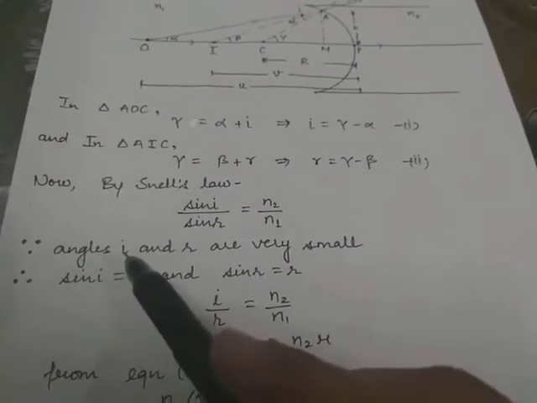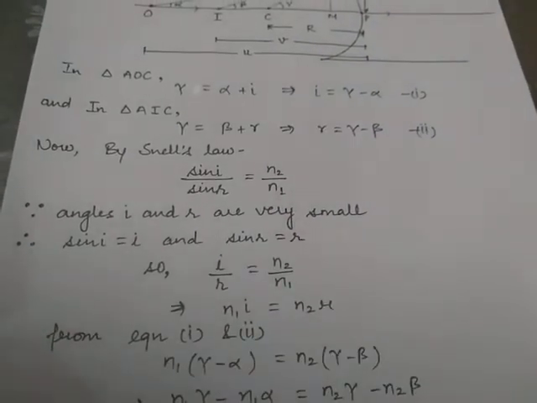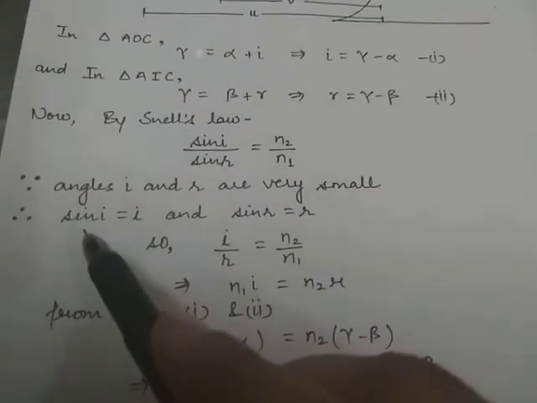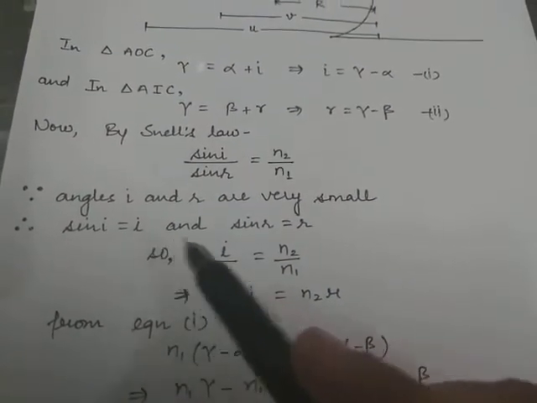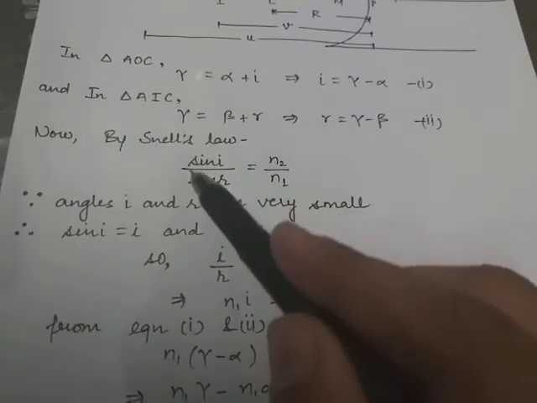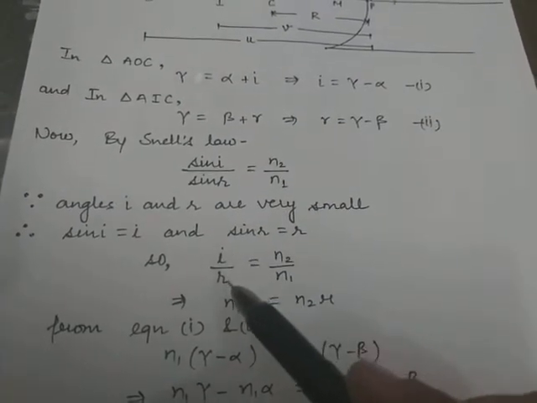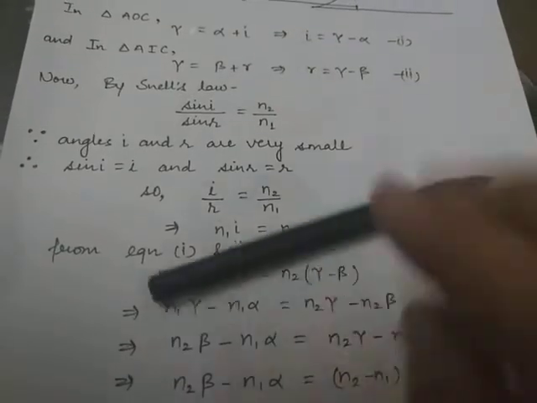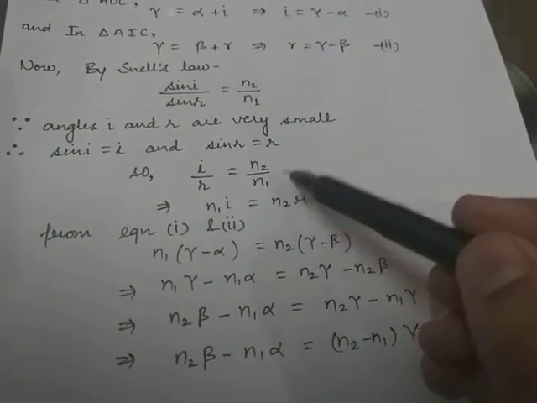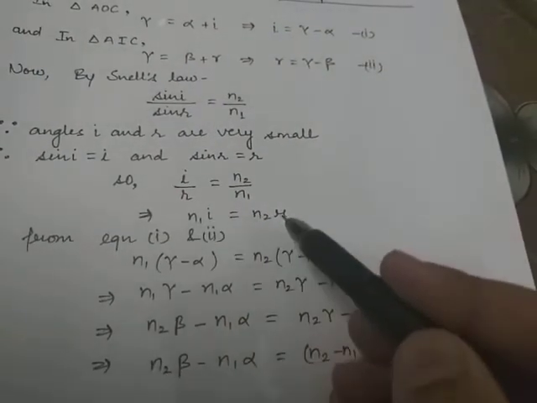Since angles i and r are very small, that is the calculus property: sin i is almost equal to i and sin r is almost equal to r. So in place of sin i and sin r, we can write i and r. So i upon r is equal to n2 upon n1. It can also be written as n1 i is equal to n2 r.